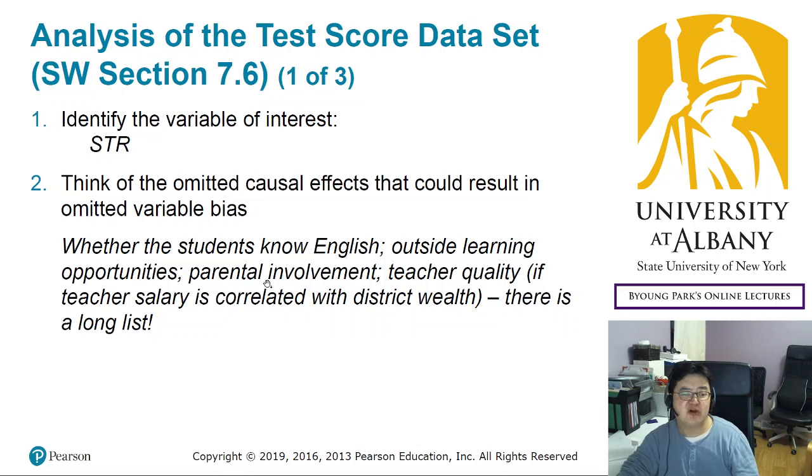And parental involvement is also not easy to measure. Maybe it must be correlated with family income, parents' education, or any surveys on how much they participate in school activities, something like that. So you can think about some observed, available variables that are related to these hidden factors.